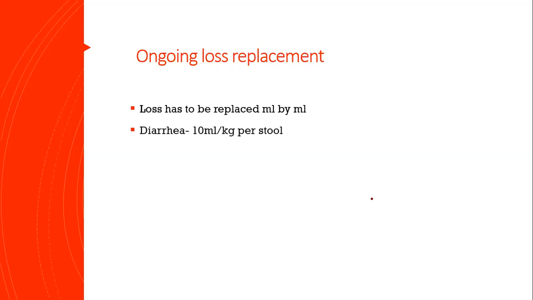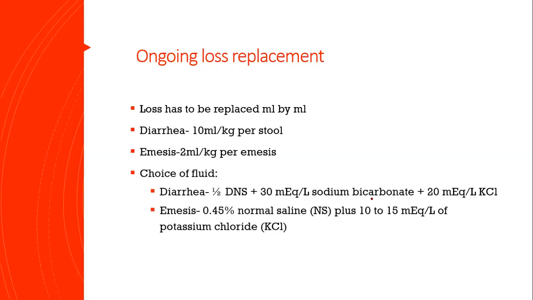If not, at least per diarrhea, give 10 ml per kilo of fluid, and per emesis, 2 ml per kilo of fluid. Choice of fluid for diarrhea, it will be half DNS with added sodium bicarbonate and potassium. For vomitus, it will be half normal saline plus 10 to 15 milliequivalents of potassium. There's no need for sodium bicarbonate here.